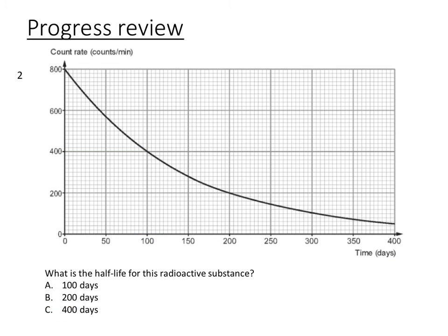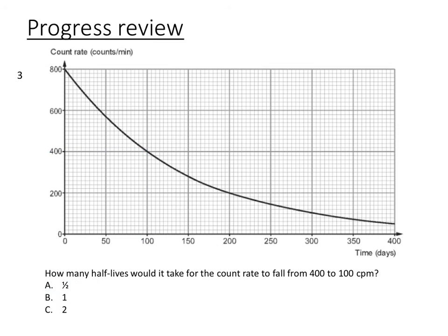Next one, what is the half-life for this radioactive substance? So let's work through our checklist again. Our initial value is 800. Half of 800 is 400. So we're going to draw our horizontal line, meet the curve, and then drop down. There we go. Our half-life is 100 days.